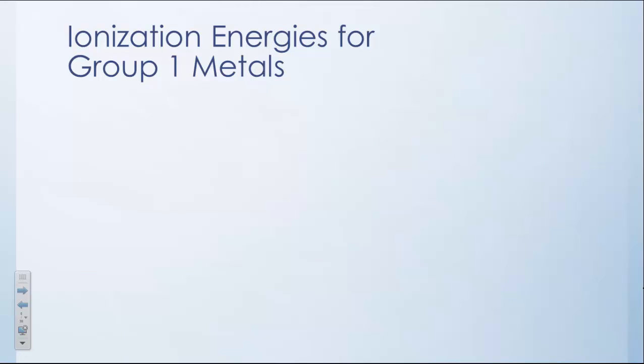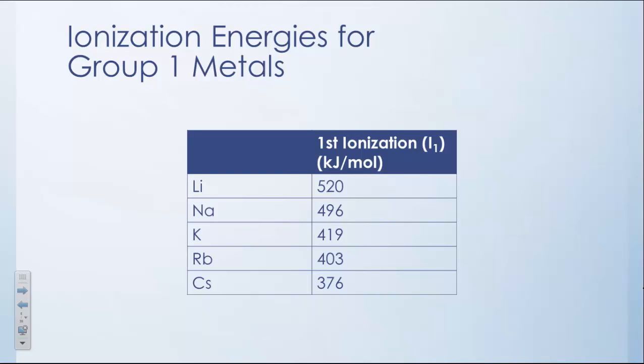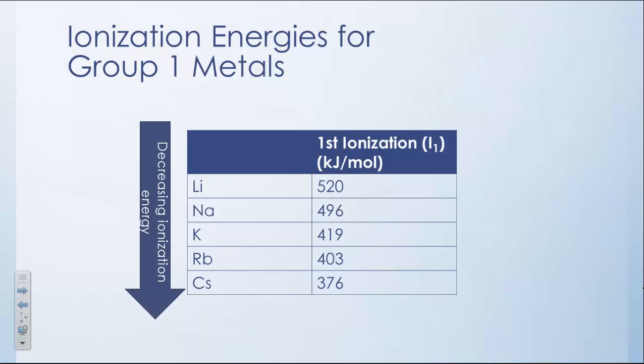Let's look now at a table depicting the ionization energy for all of the group 1 metals. If we look down the group, what do we notice? We start at 520 with lithium, 496 for sodium, and notice the trend is that the ionization energy decreases as we move down the group. Well, why is that? Notice that the energy investment that we have to remove that first electron is less for cesium than for lithium.